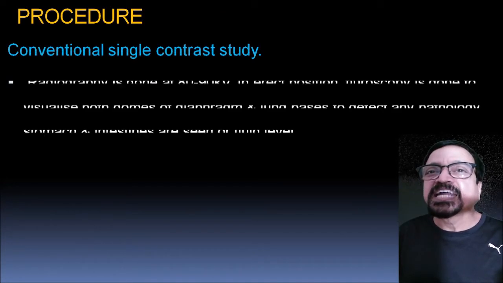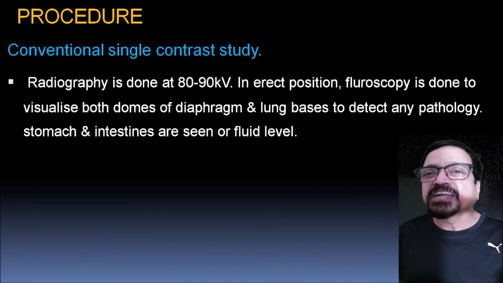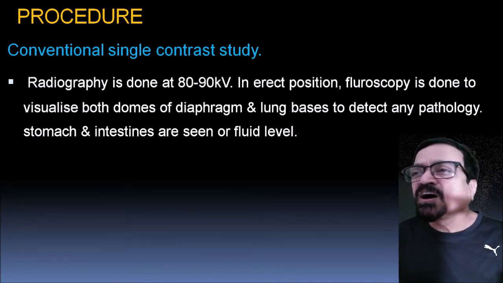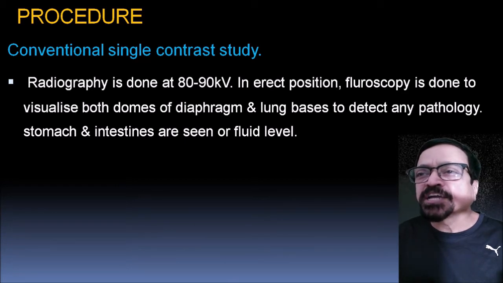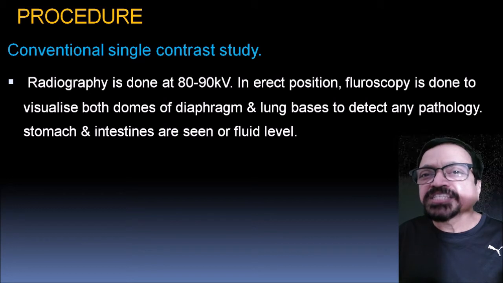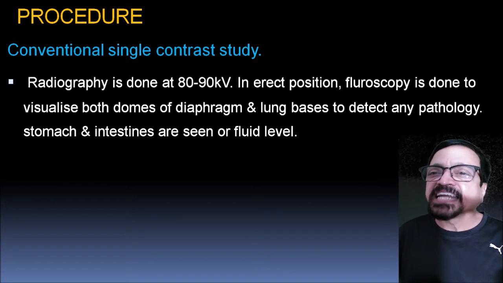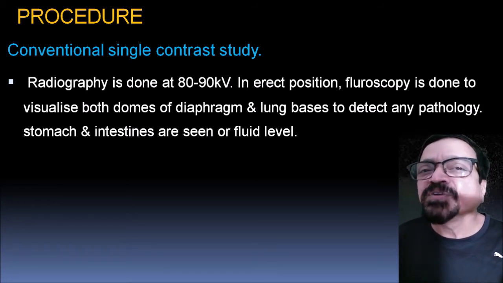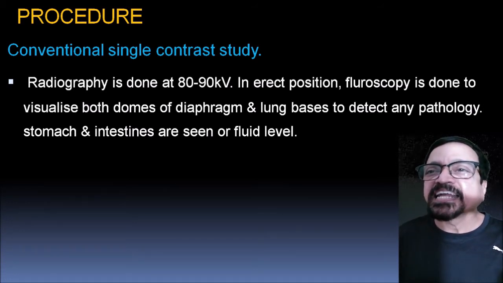Now the procedure. Conventional single contrast study. Radiography is done at 80 to 90 kV in erect position or in supine position or in decubitus position. Then the fluoroscopy is done to visualize both domes of diaphragm, lung base to detect any pathology. Stomach and intestines are seen, or if there are any fluid levels. So these things are usually done under the fluoroscopy.